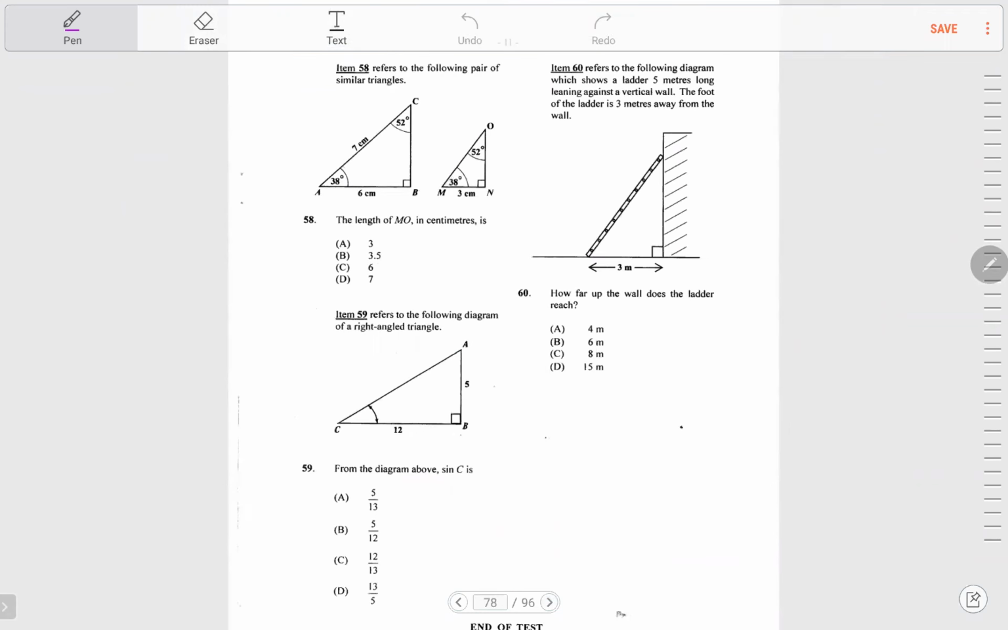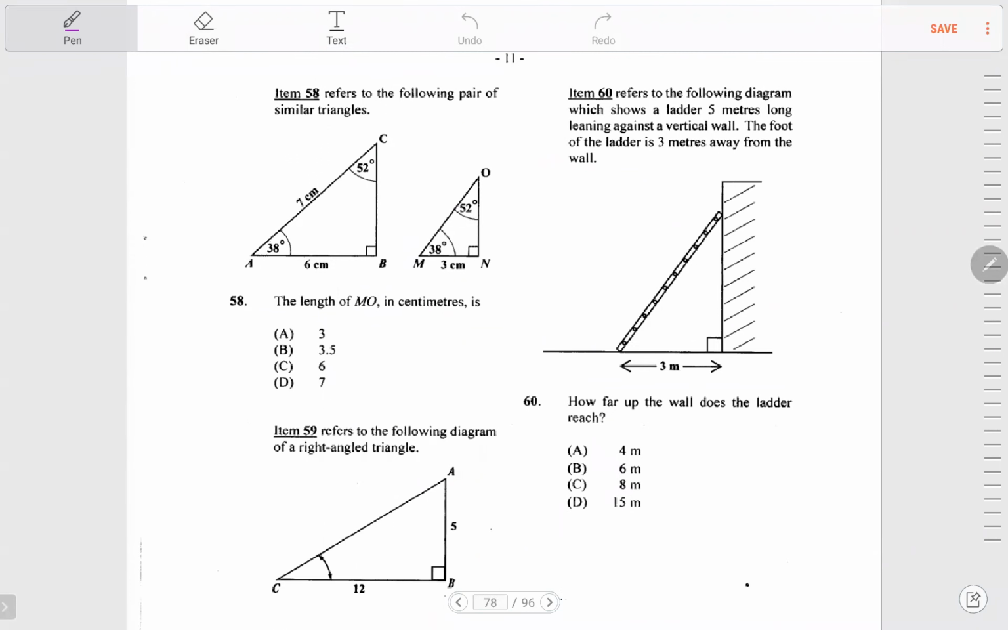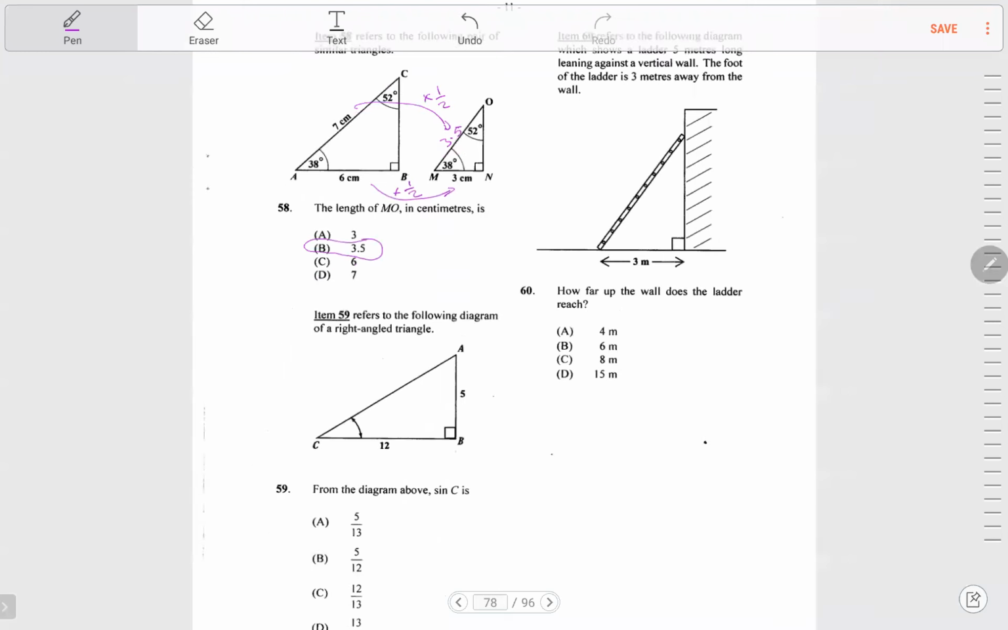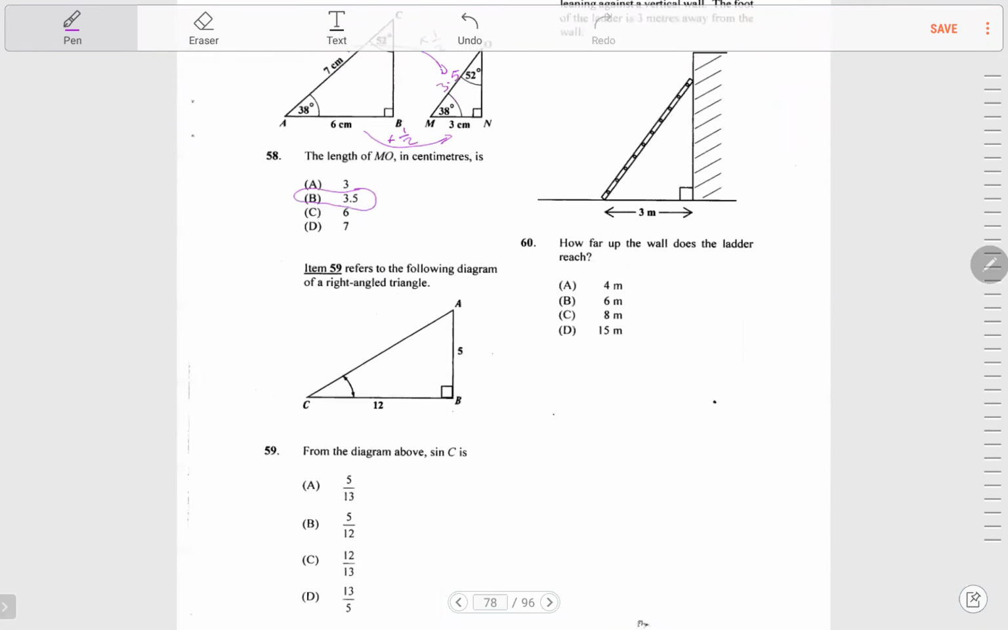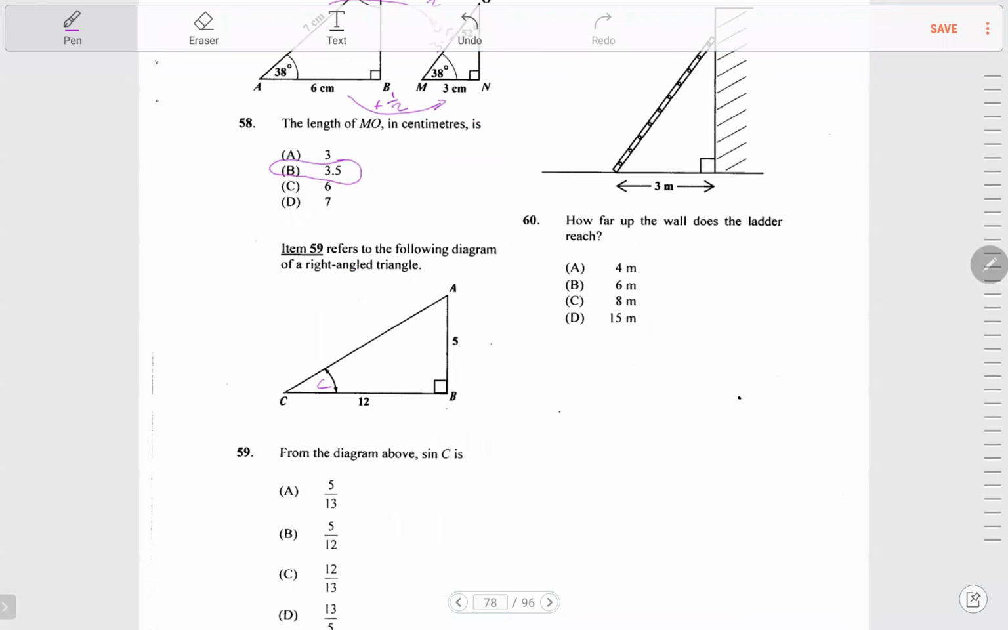Next question, let's see this one. Same thing again. This is cut by half, so this must be cut by half. This is 3.5. This one now says, from the diagram, sine of C, so C here is opposite. All right, so this is a 5, 12, 13 triangle. That's what we have to know. If you know the Pythagorean triples, it becomes a lot easier.